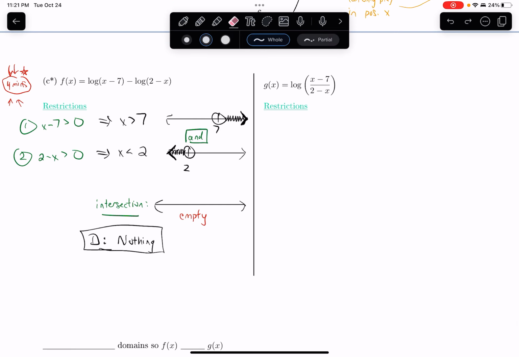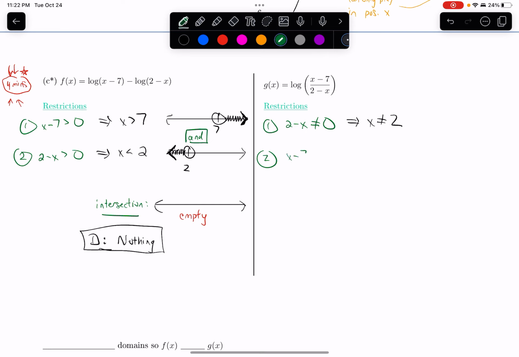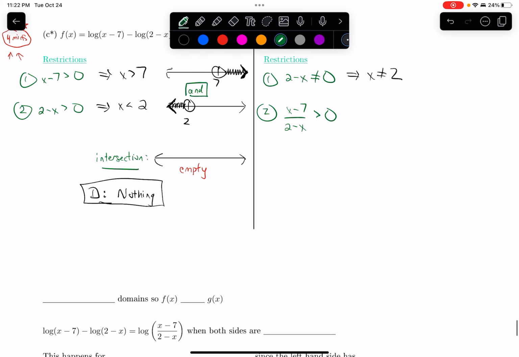All right, so for this function as well, I see 2 restrictions. So I see a denominator. Remember that my denominator, 2 minus x, is not allowed to be 0. If I rearrange this, we get that x is not equal to 2. But there's another restriction because I have a log. The thing that's inside of the log, which is the whole fraction, not just the top or the bottom by itself, the whole fraction has to be greater than 0. Okay, so I have this inequality now to solve.